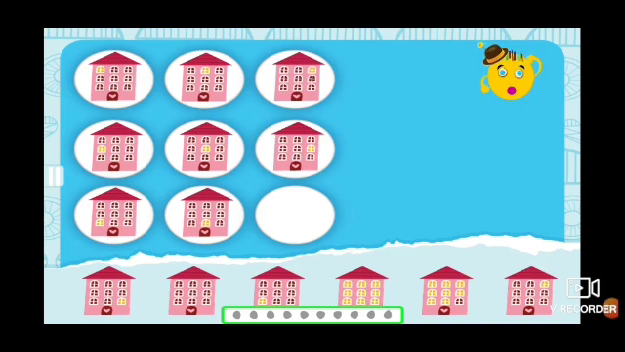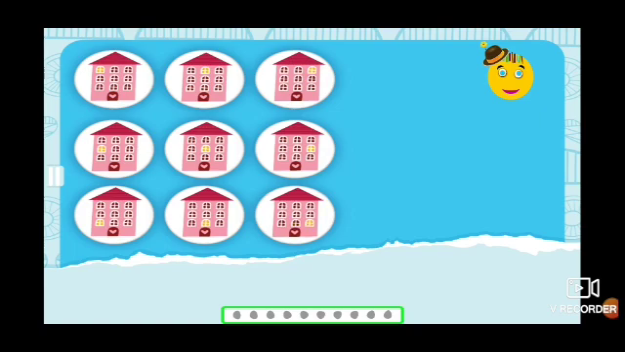Seventh house, seventh window yellow. Eighth house, eighth window yellow. So what will be in the next house? In the next house, the ninth window should be yellow in color. So let us trace it. This is the ninth window.